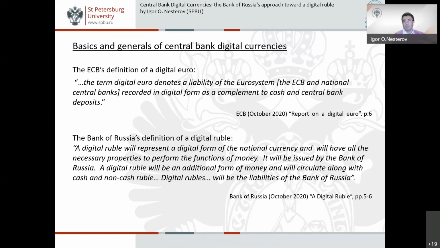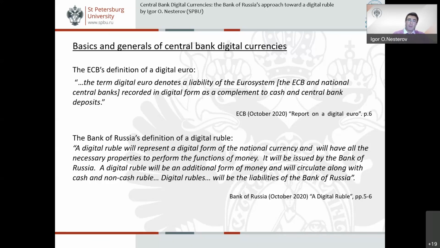as a complement to cash and central deposits. And just one more definition of central bank digital currency, that is the digital ruble, a definition introduced by the Bank of Russia. The digital ruble will represent a digital form of the national currency and will have all the necessary properties to perform the functions of money. It will be issued by the Bank of Russia. A digital ruble will be an additional form of money and will circulate along with cash and non-cash ruble. So digital rubles will be, again, the liabilities of the Bank of Russia.